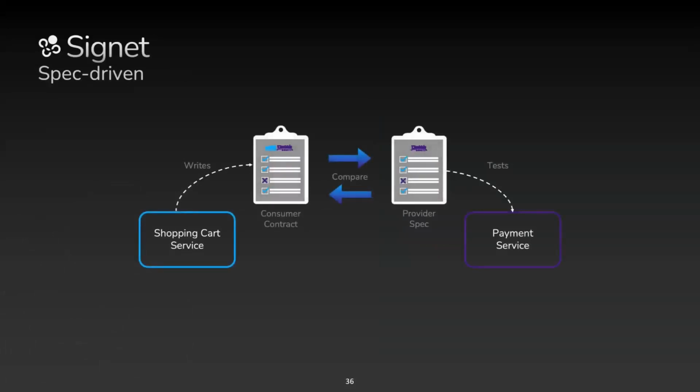So Signet requires two types of documents per integration, a consumer contract and a provider specification. We can think of the contract as a representation of the consumer and the spec as a representation of the provider. Then, instead of directly checking compatibility between the consumer and provider, we can instead check for compatibility between the contract and spec. So that's the high-level overview. Now, let's talk more concretely about contracts and specs.